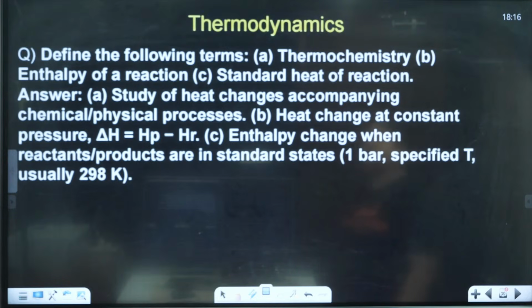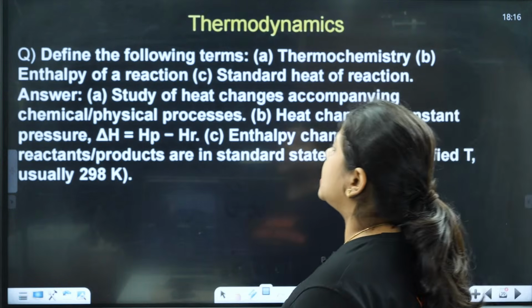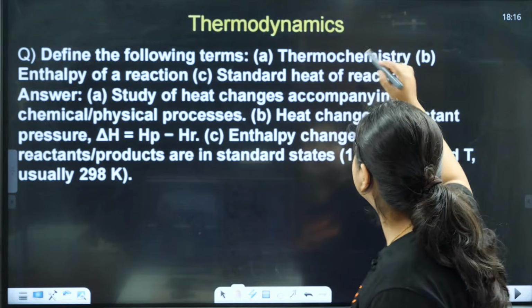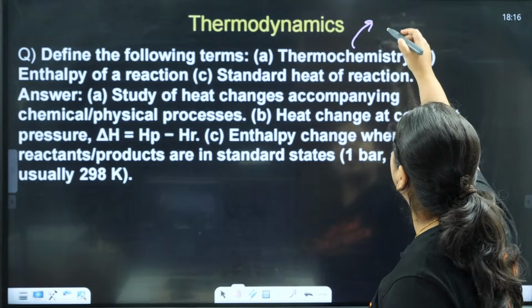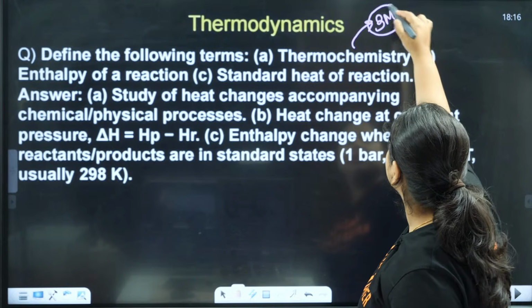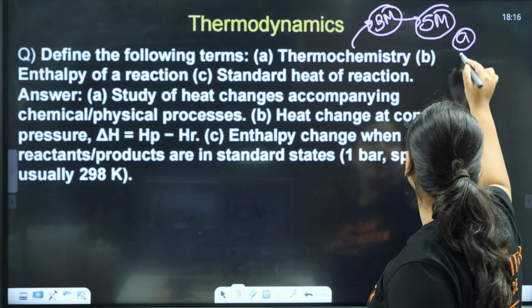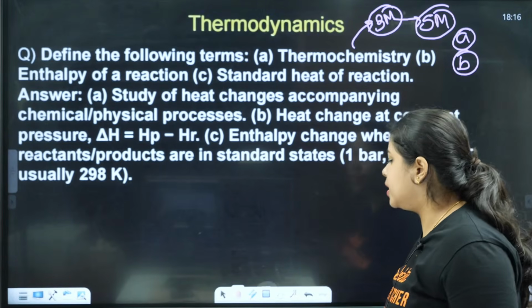Define the following terms: thermochemistry, enthalpy of a reaction, standard heat of a reaction. They might ask this for 3 marks and also for 2 marks. A 3 marks question can also be included in 5 marks, has parts A and B.